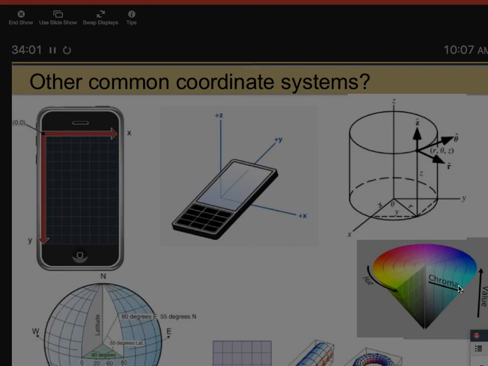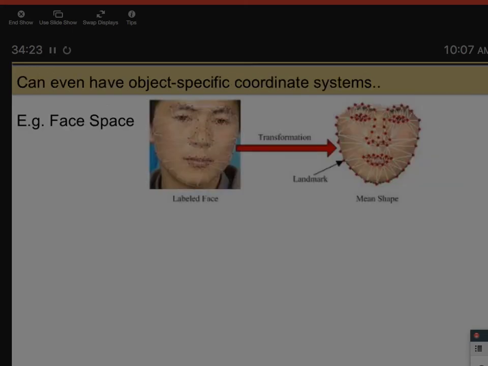This is a color coordinate system called hue, chroma, and value, also hue, saturation, and value. This is a space that actually looks like a little pyramid, because when I have very small brightness, I really can't get much difference in saturation and chroma. It's just all dark, so I can't get all the different colors. So the perceivable color space is a very weird space. And then we can even have very odd object-specific coordinate systems.